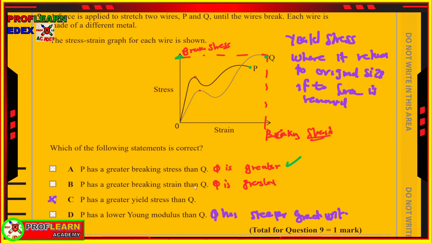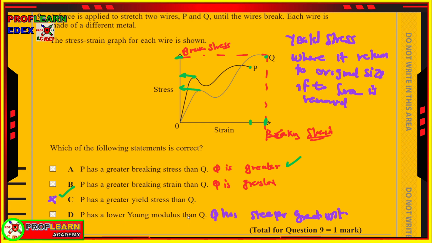P has a greater breaking strain. You can see Q has a larger strain here compared to P. So that is not true. P has a greater yield stress. Yeah, that is true. Yield stress is greater. You can see it. This one is less. So that is the correct answer.